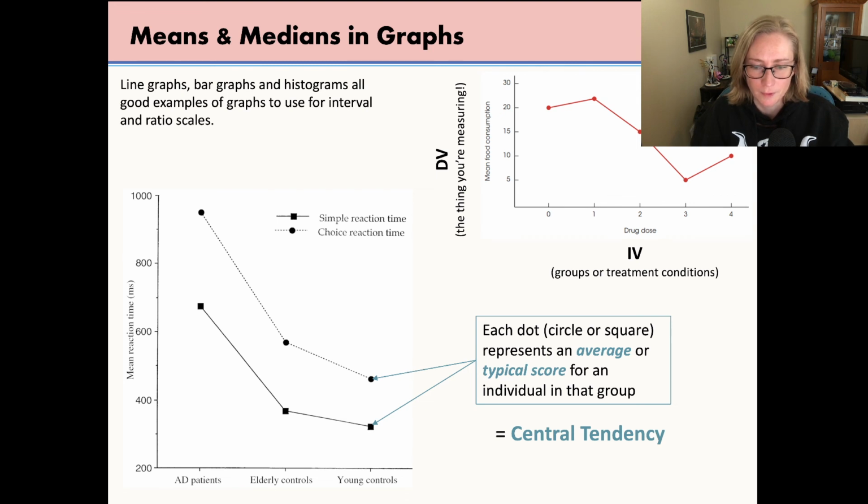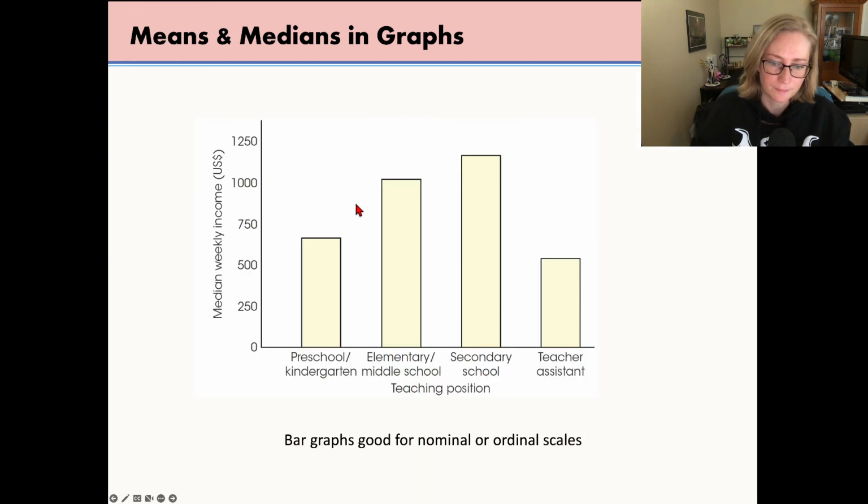So when it comes to nominal or ordinal scales, remember we prefer to use bar graphs for these. Bar graphs look like histograms but with spaces in between them. The spaces are really to indicate that these guys don't neighbor each other, right? Either you're in preschool, you're in elementary school, secondary school, but there's no distance between them that you can define properly.